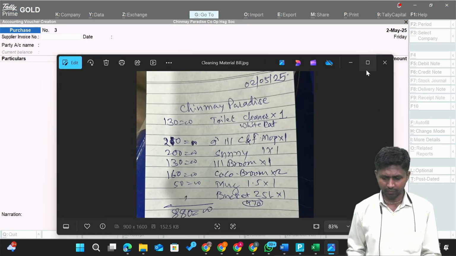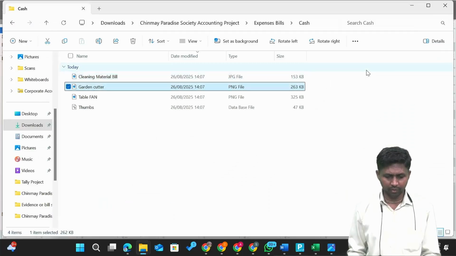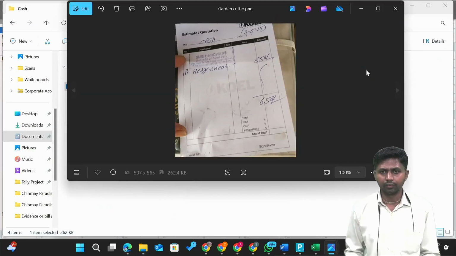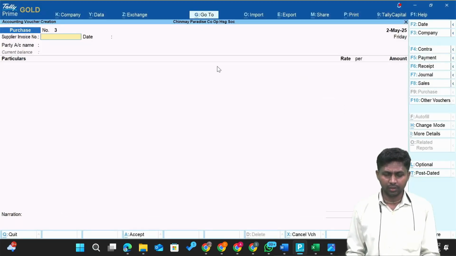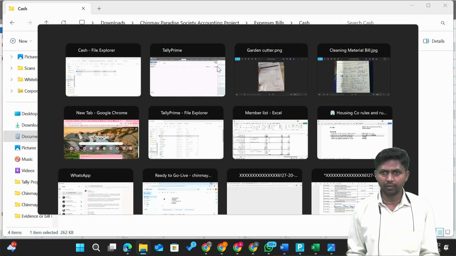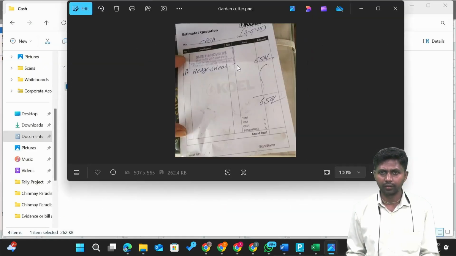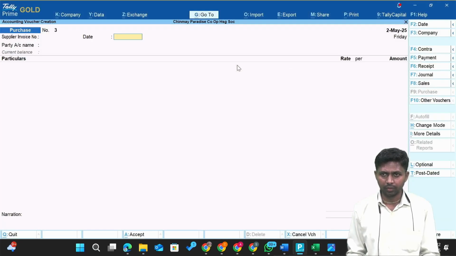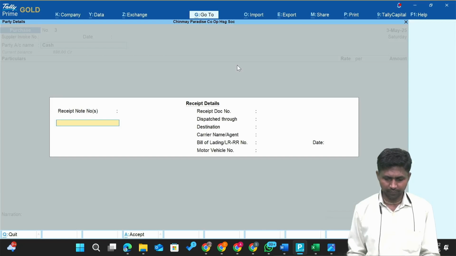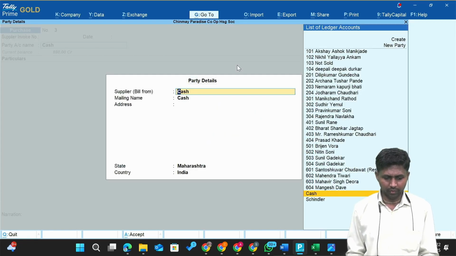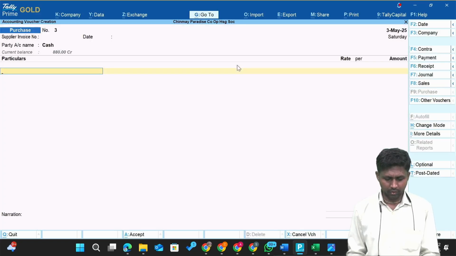After cleaning material, next we have garden cutter. We have purchased this garden cutter in cash. Correct. Party name is cash. Tally purchase, invoice number we don't know, and date. What about the date? Do we have date? 3rd May. F2, 3rd May. Invoice number we don't know. Party, say cash. In this we don't know. Then after that cash. Okay.